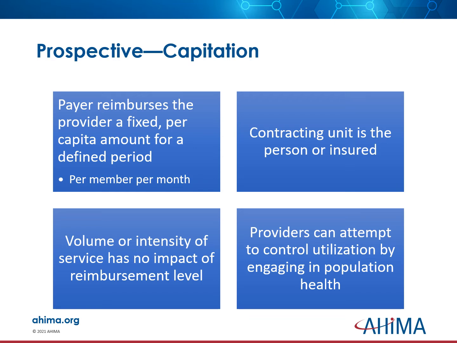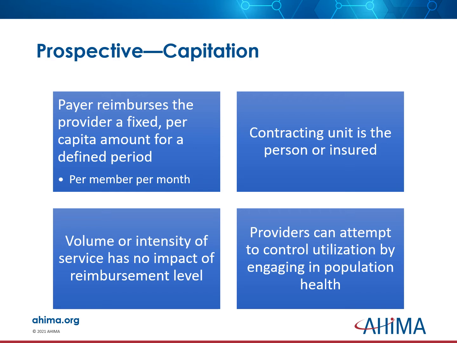To help bring this home a little bit, sometimes HIM professionals find prospective payment a little bit more confusing than retrospective. So to help us look at this methodology, let's look at capitation first. This is a part of prospective payment. This is a method of payment for services in which the insurance company reimburses a provider a fixed amount for a specific period. This is also called per person or per member per month.